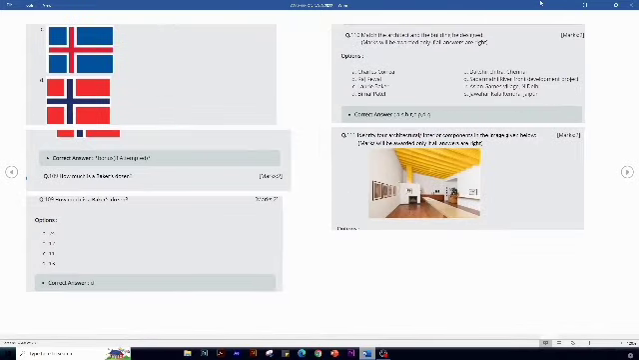How much is a baker's dozen? So the answer is basically 13. The correct answer is D. This was already discussed in the class. Going on to next question.